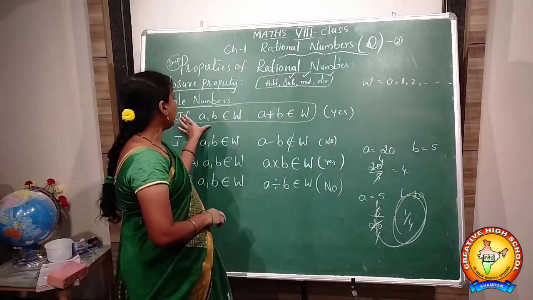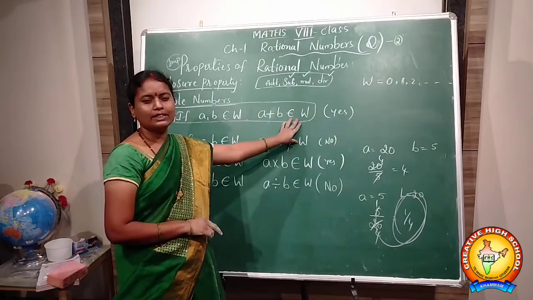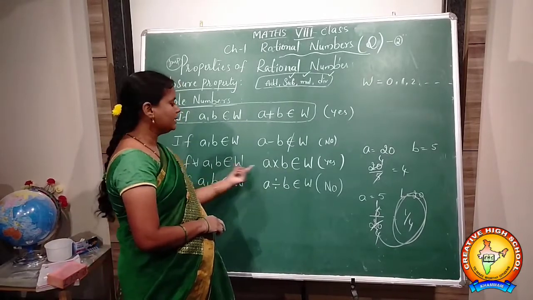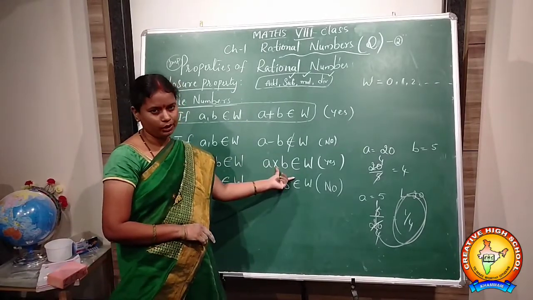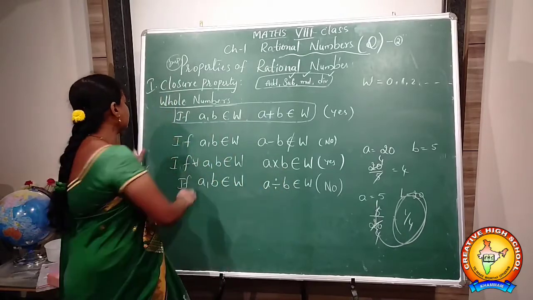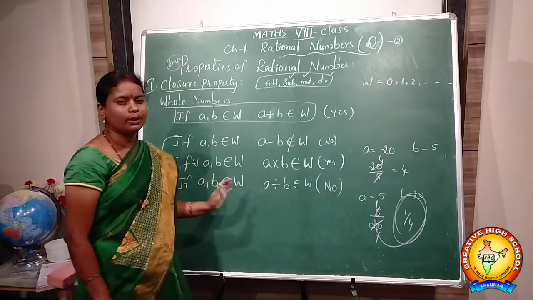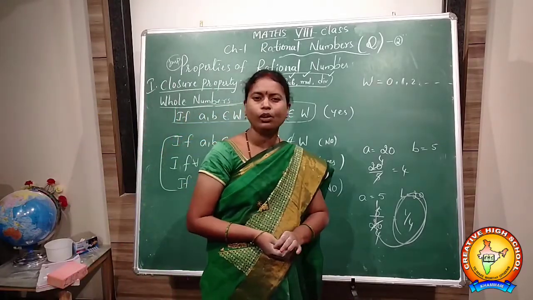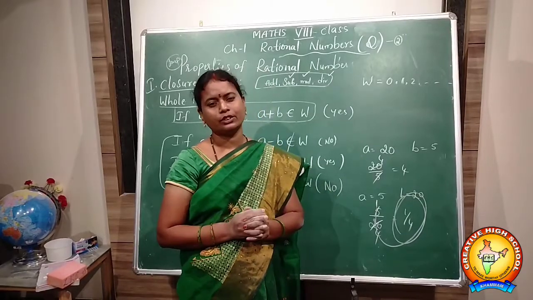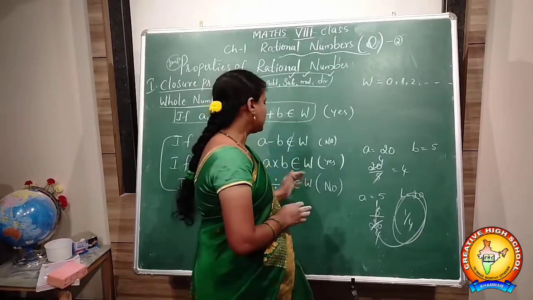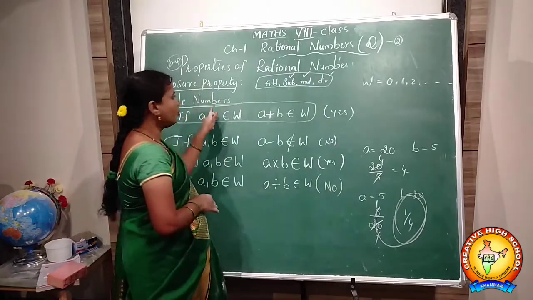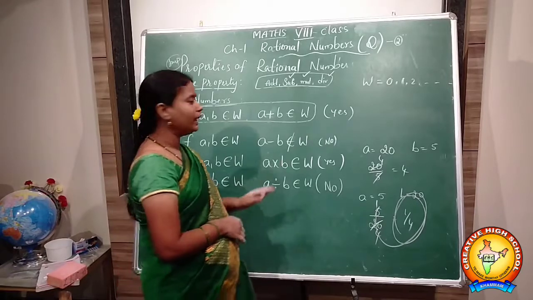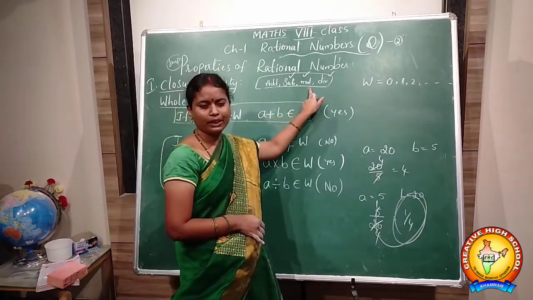So, when we add two whole numbers, the resulting answer is also a whole number. When we multiply two whole numbers, the resulting answer also belongs to whole numbers. But when we subtract or divide two whole numbers, the resulting number may not always be a whole number. Only in some situations will it be possible. So the closure property of whole numbers is satisfied only under addition and multiplication.